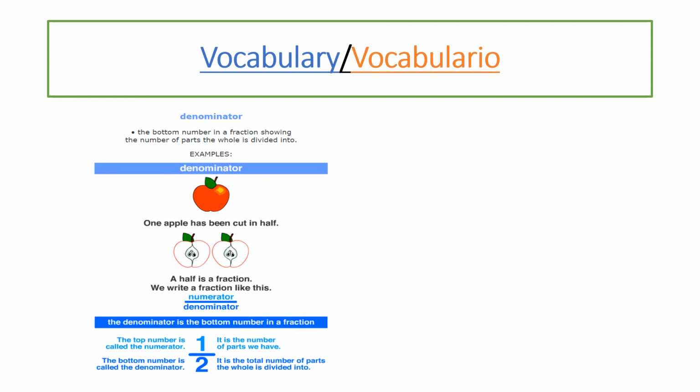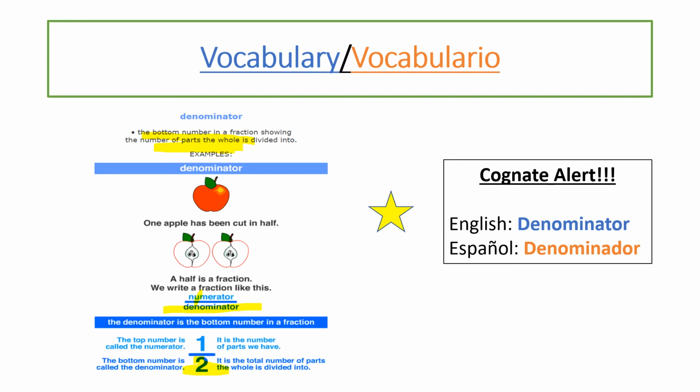And let's look at our denominator here. Our denominator, I'm going to highlight this for us. Our denominator is the bottom number of the fraction that shows the whole number of parts. So our denominator is at the bottom. Our denominator here is 2 because there are 2 slices out of the whole. Now, remember, our denominator is going to help us out with finding equivalent fractions. When we multiply, we can multiply our denominator by a certain number to get an equivalent fraction. Oh, cognitive alert. In English, we say denominator. In Spanish, we say denominador.